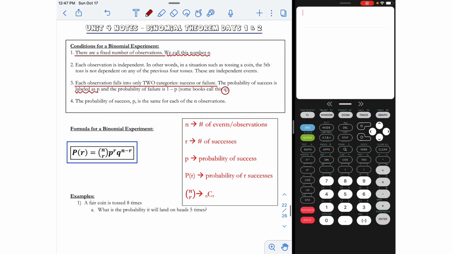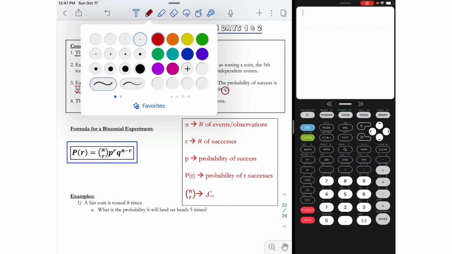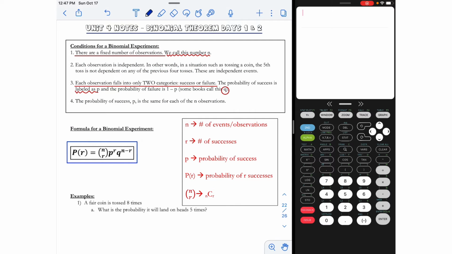Don't overthink those. Basically, we're just going to be doing a repeated experiment where I'm doing the same thing over and over, and I'm either getting one outcome or another. Okay. So win or lose, heads or tails, boy or girl, etc.